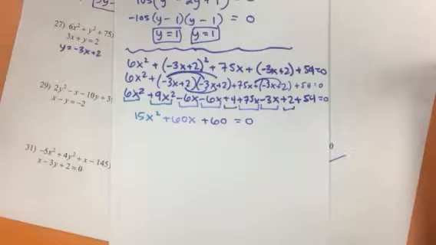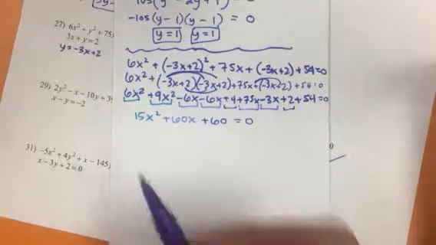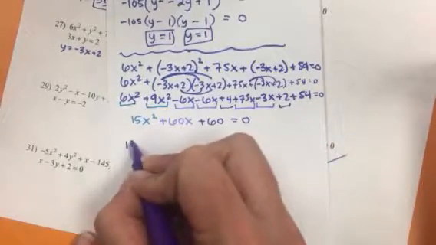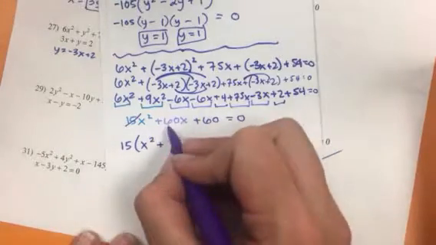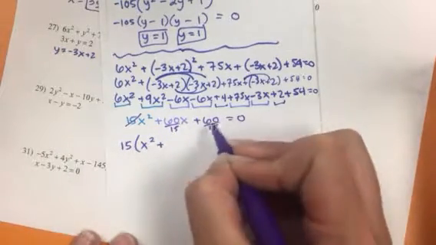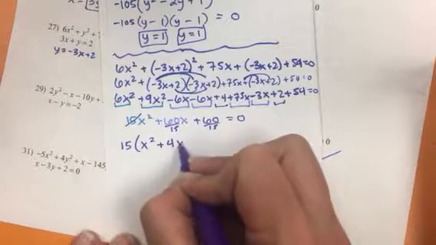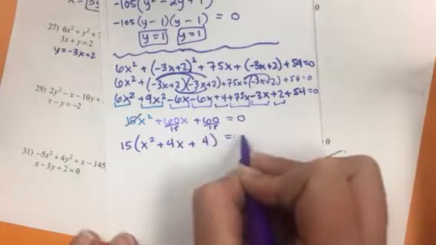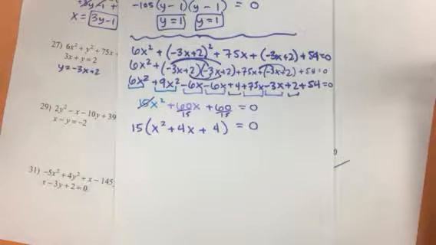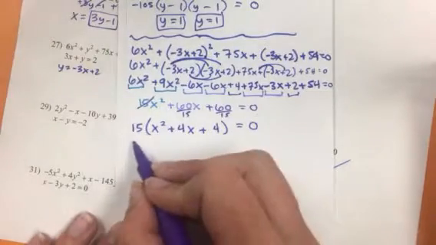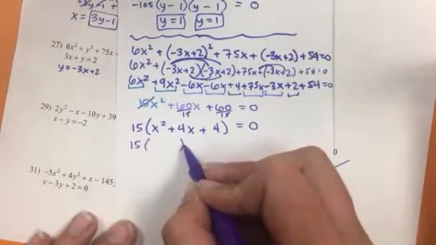All right, then we check. Let's see. 15 can go into all of these, so I'm going to take a 15 out, which is x squared plus, that much means we get everything divided by 15 is 4x plus 4 equals 0. Factor it.